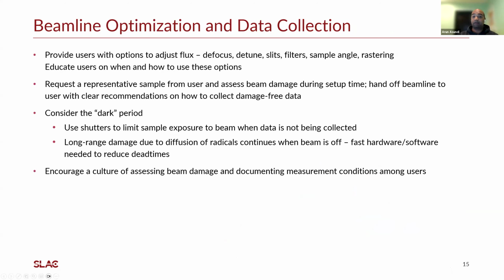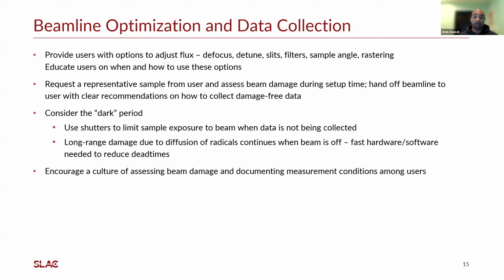We also recommend that some options for beamline optimization, like methods to adjust the flux, are made available to the user, and the beamline scientist should educate the user on how and when to use these options. Alternatively, the beamline scientist may request a representative sample from the user and assess beam damage during setup. They can then hand over the beamline to the user with a clear recommendation on how to collect damage-free data.